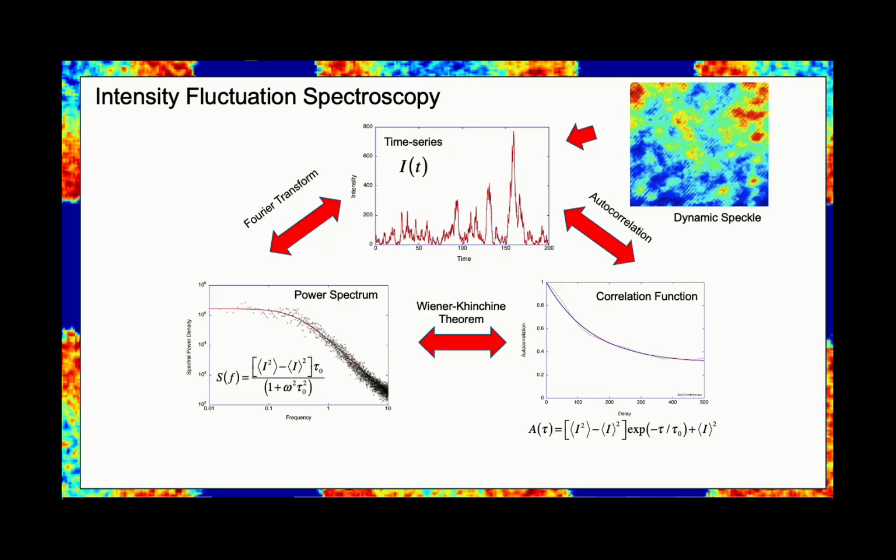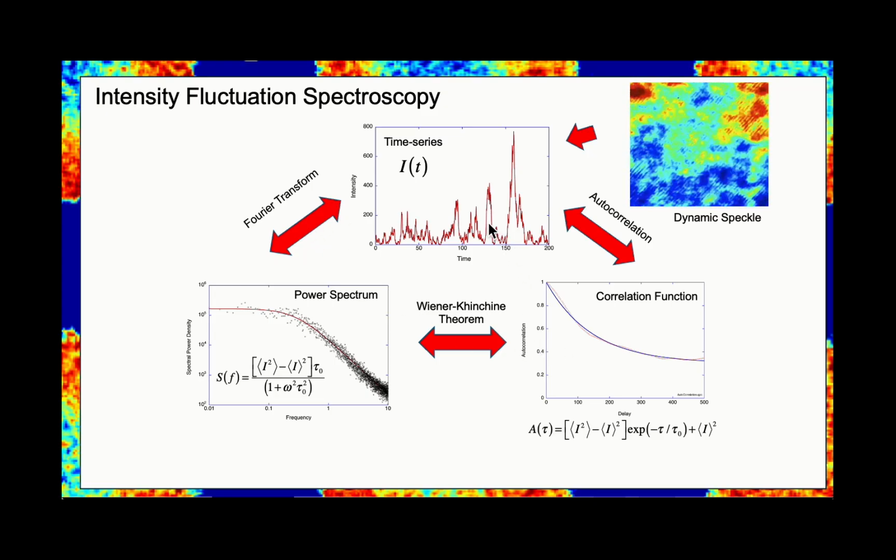So what we'll do with spectroscopy is take a pixel, and that pixel will have a time series associated with it. Once you have this noisy time series, you can do one of two things: you can look at its autocorrelation, or you can do a Fourier transform.